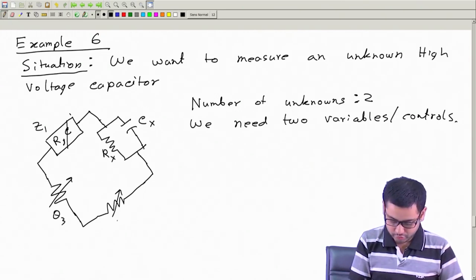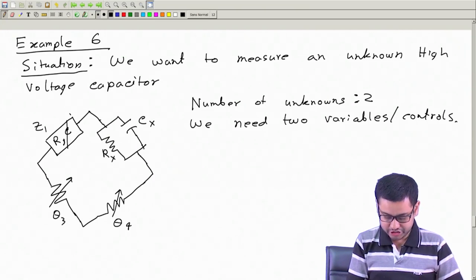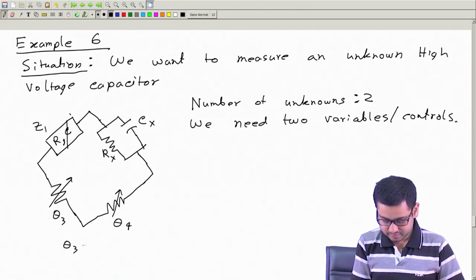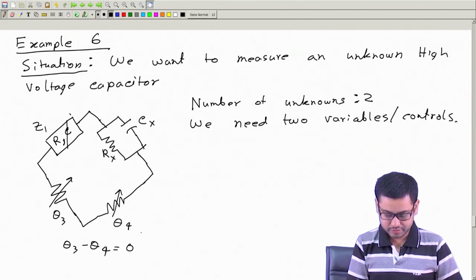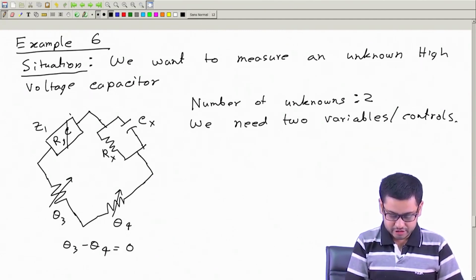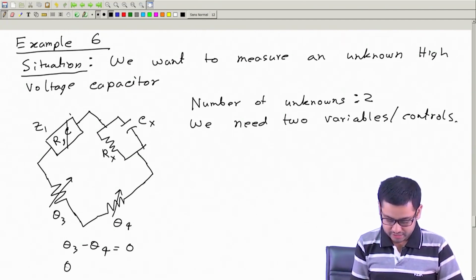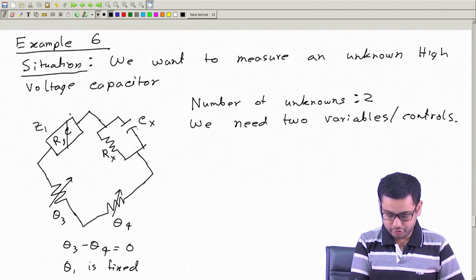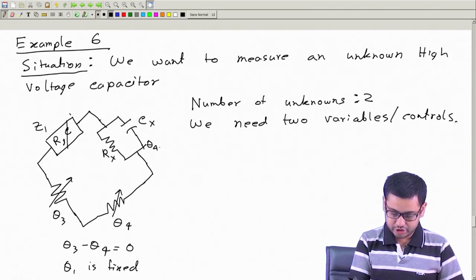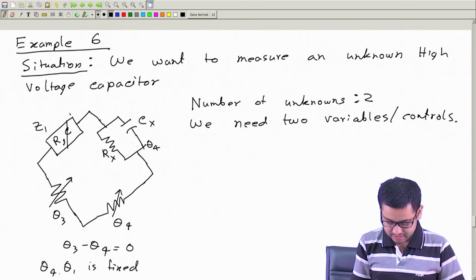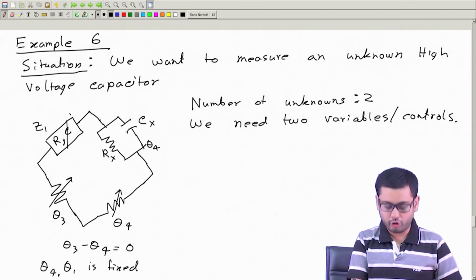3, 1, 2, 3, 4. So theta 3 minus theta 4 is always 0 if I just choose these 2 to vary, and this one is fixed. So theta 1 is fixed, theta 4 is also fixed, because this is the unknown one, we have no control over it.